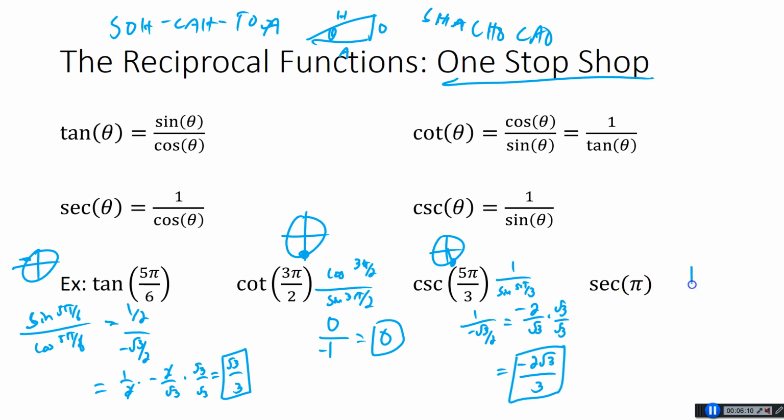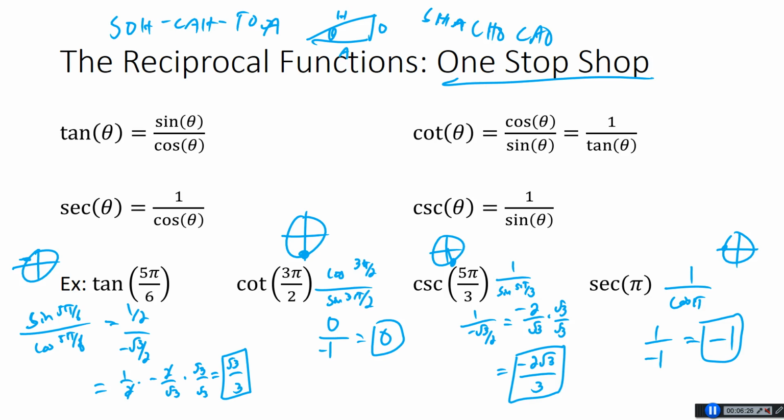Secant of pi is 1 over cosine of pi. Cosine of pi, pi is on the left side, that's -1. So this is 1 over -1, which is just -1. Okay. So if you know this one-stop shop, really, you're good.